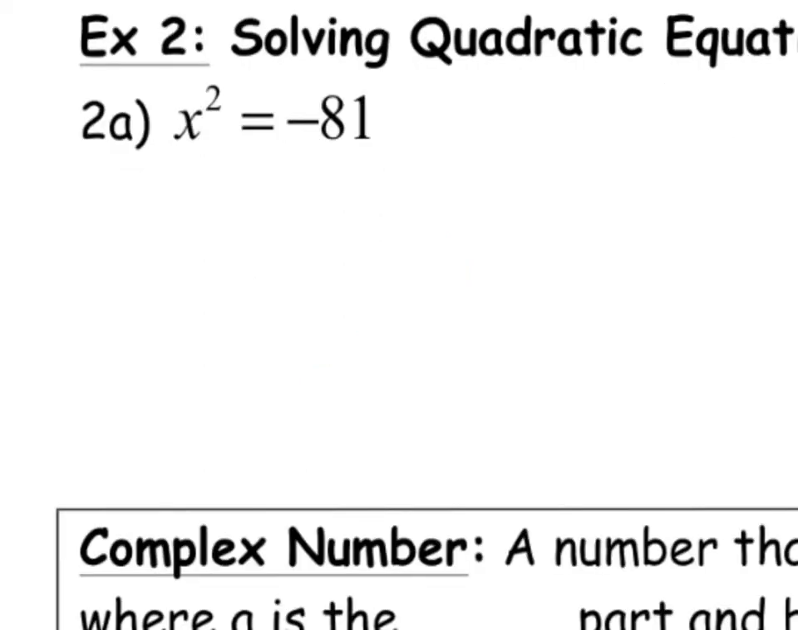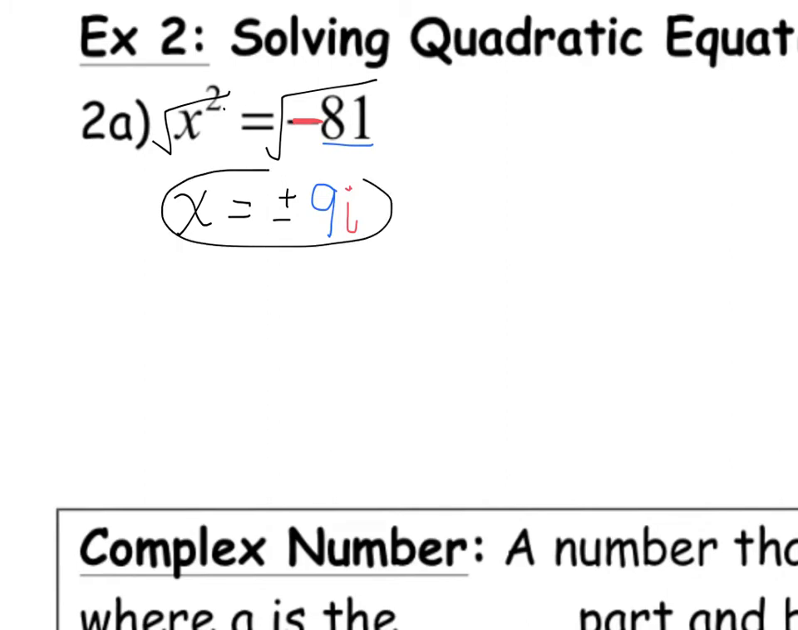Now that we know how to simplify, let's go ahead and put that skill to use. Let's solve for x. So we're going to square root both sides, which will leave us with x equals plus or minus the square root of 81 is 9, and the negative sign underneath turns into an i. So that's it, plus or minus 9i.